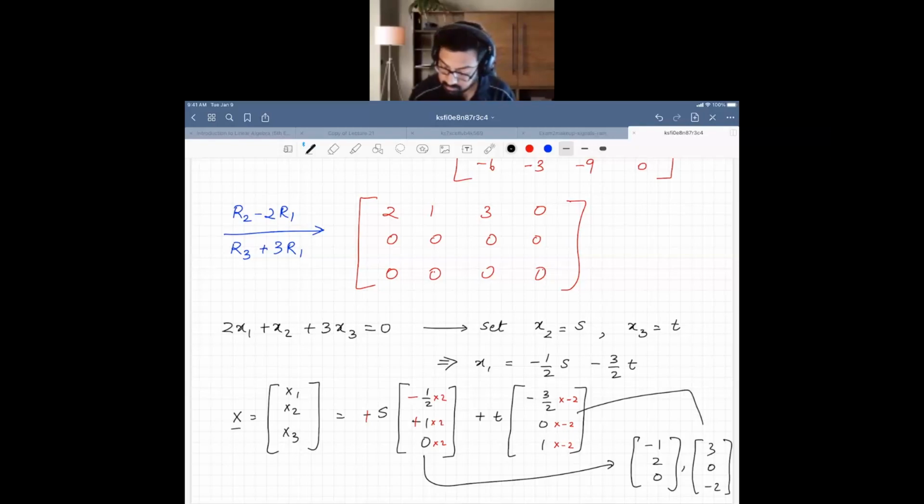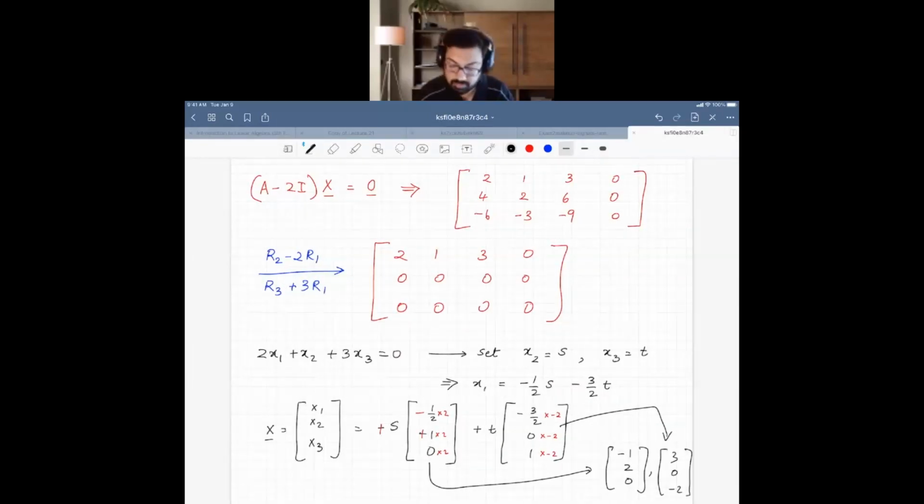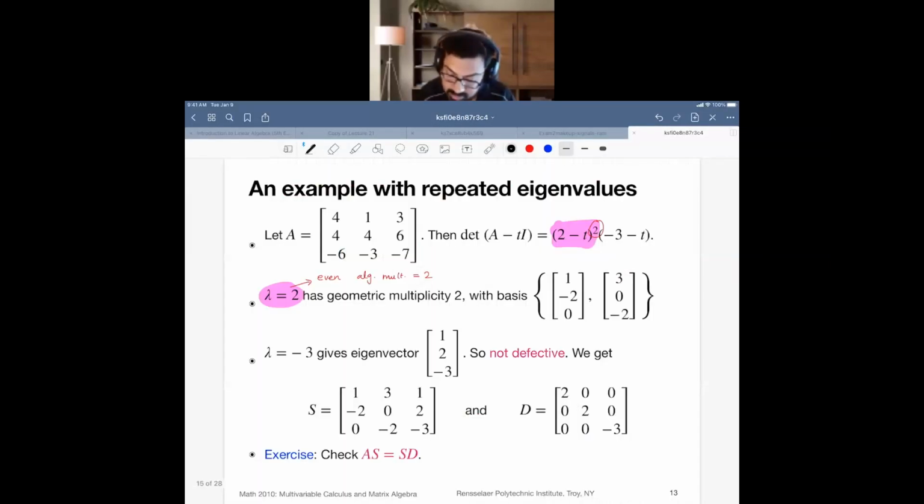This corresponds to that second one. So I've got two basis vectors here. Dimension is 2, which means my geometric multiplicity is 2. So these are essentially laid out over here and here. I've got my basis with these two vectors. Geometric multiplicity is 2 equals algebraic multiplicity, which also implies that it is not defective for lambda equals 2.